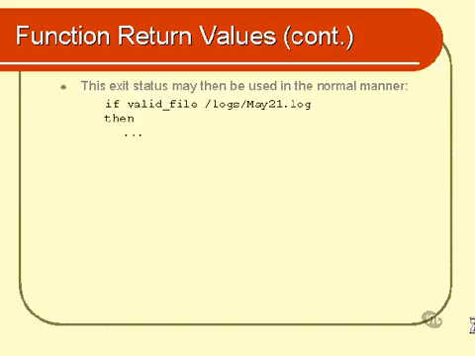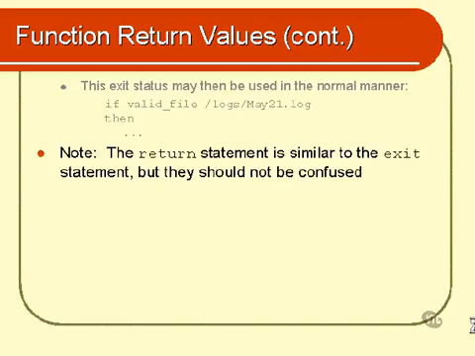We can say if validFile and then specify the file name that we want to test. So then we can read that as saying if may21.log is a valid file, then do some particular processing there. Now there's one thing that we actually need to keep in mind when using the return statement, and that is that it's actually similar to the exit statement. Now we've used exit before. We've used exit just on the regular shell command line, and we probably also used it inside a shell script. They're similar, but they should not be confused.